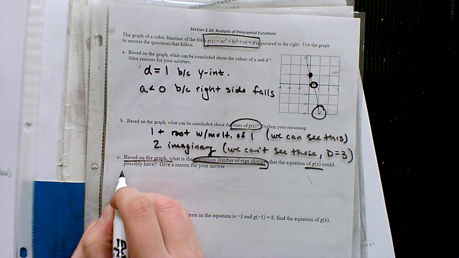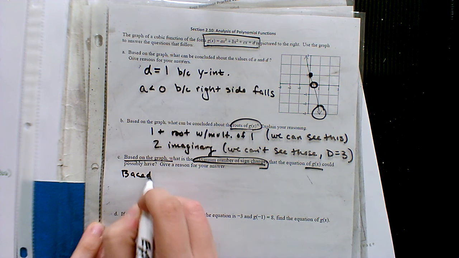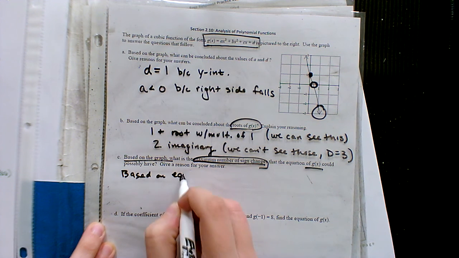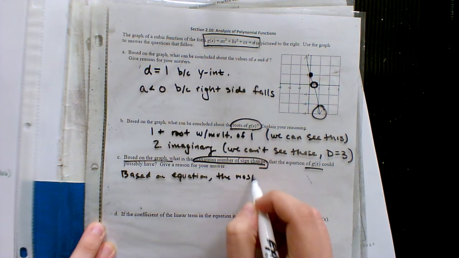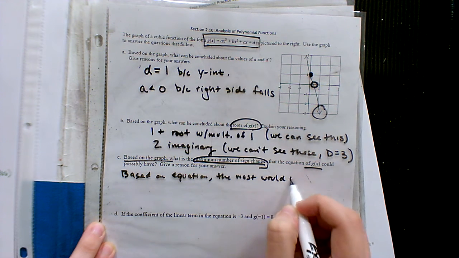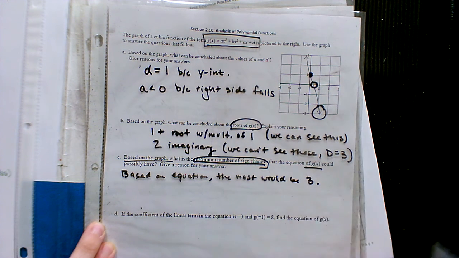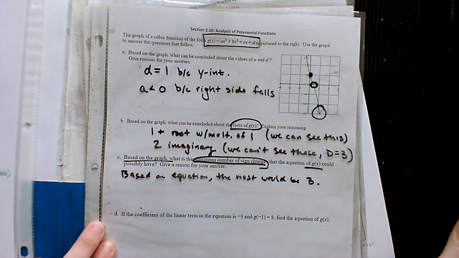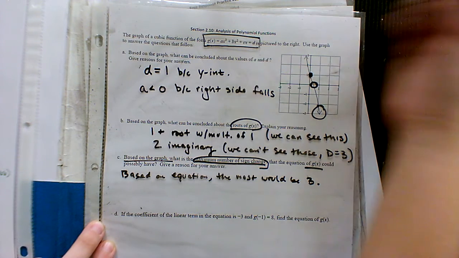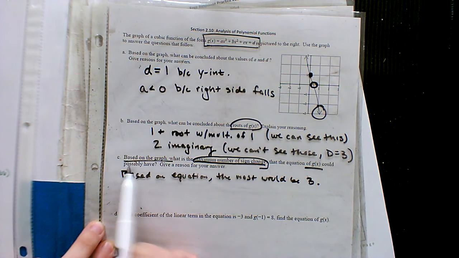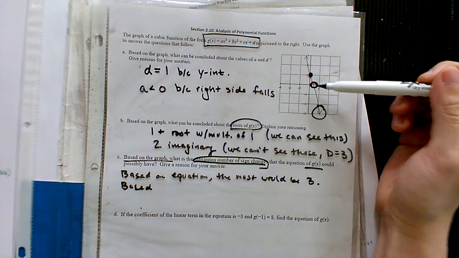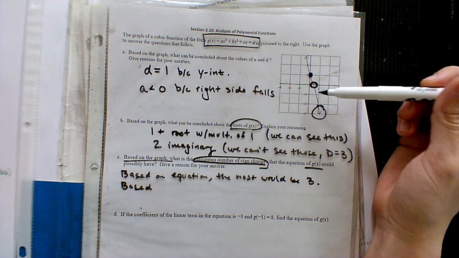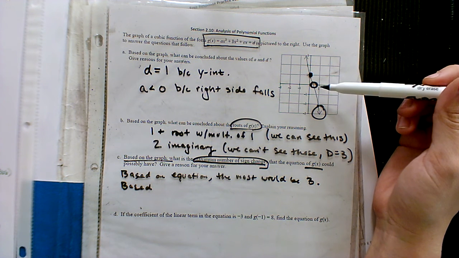So we'll say based on equation, the most would be 3. Okay? But how can we conclude that from the graph? I know that's a good thing to look for, but the question itself is saying based on the graph. So we know that there should be 1. Okay? How can we figure out other possibilities?